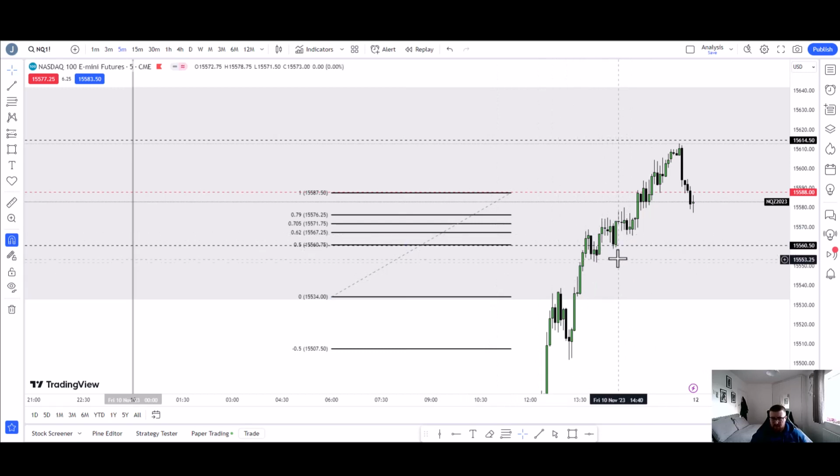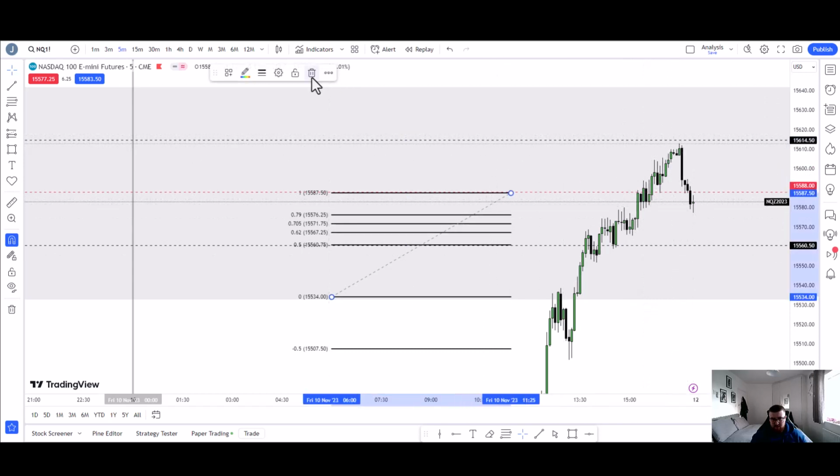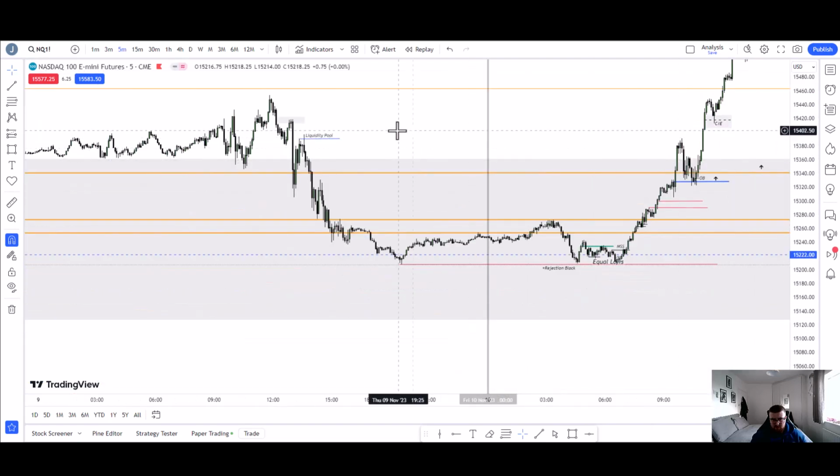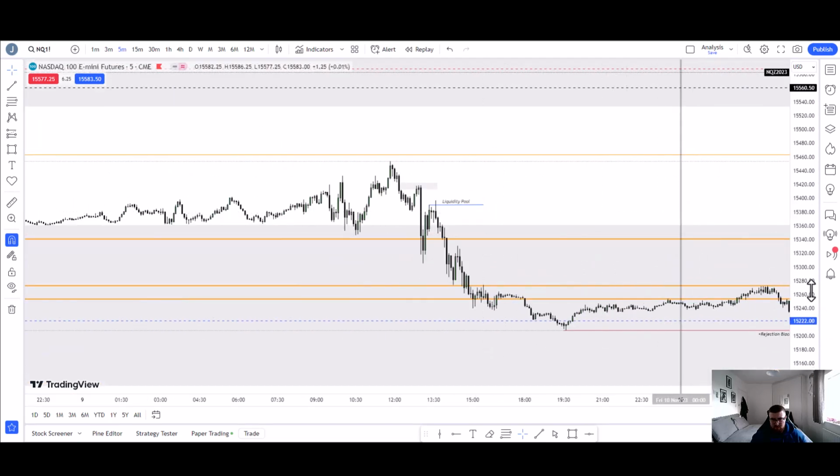But another one. And as you can see, I tapped it there, and just shy of hitting that, at a higher time frame though. I'm going to break this down now. There's actually our liquidity pool that I was talking about here.